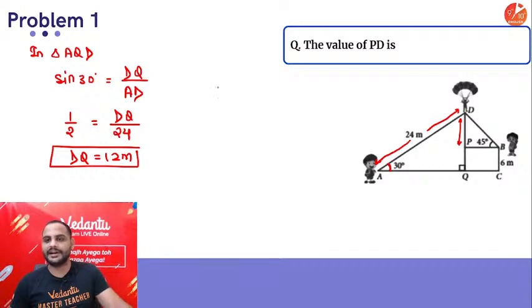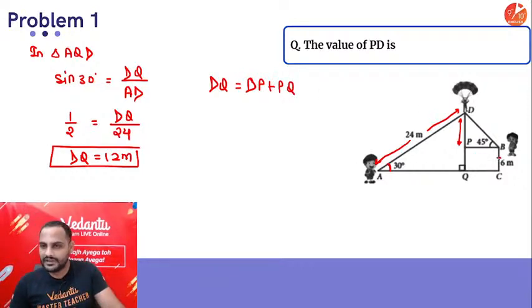You want the length of PD? I can say DQ is nothing but DP plus PQ. And also, if BC is 6, PQ also will be 6.